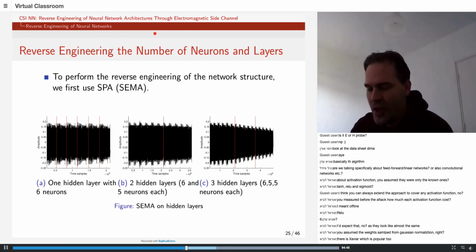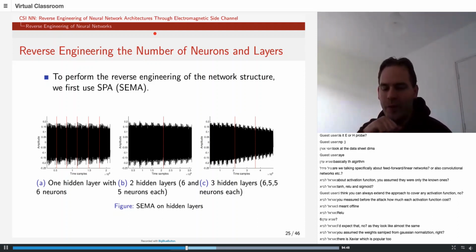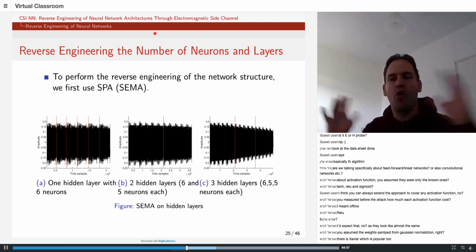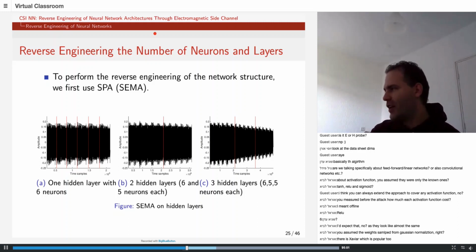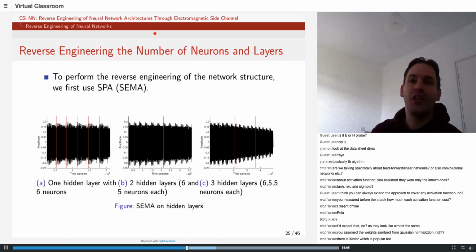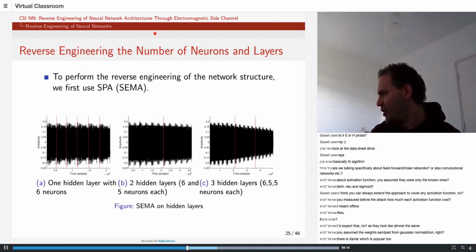Now, what is left? It's left to reverse engineer the number of layers and the number of neurons per layer. And once we have that, to combine all that in a nice picture. So first, to obtain the big network structure, we can use simple power analysis, which you already discussed. Here, we just call it SEMA because it's based on EM analysis. And you can see 3 different pictures, and you can recognize patterns.